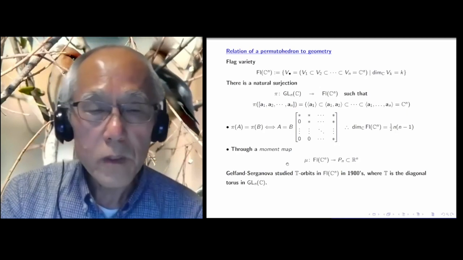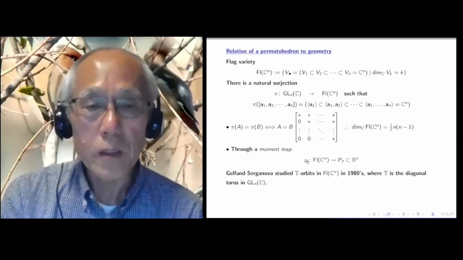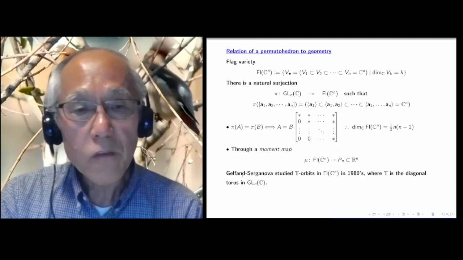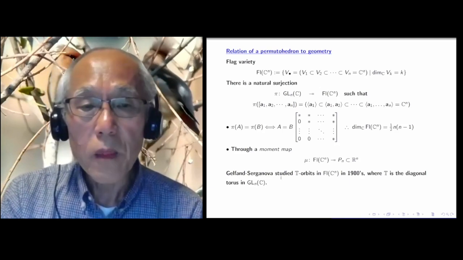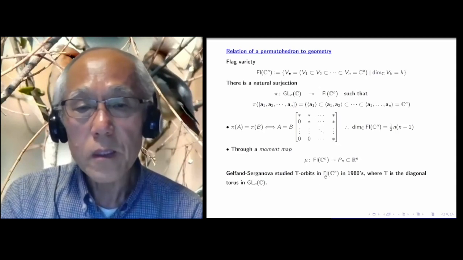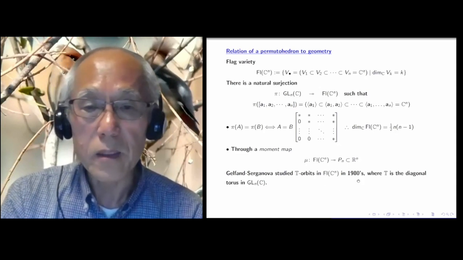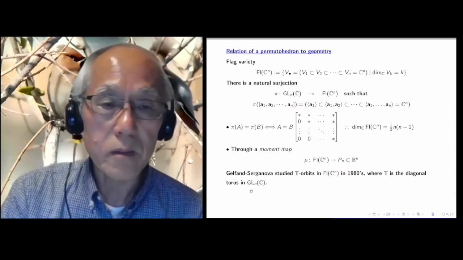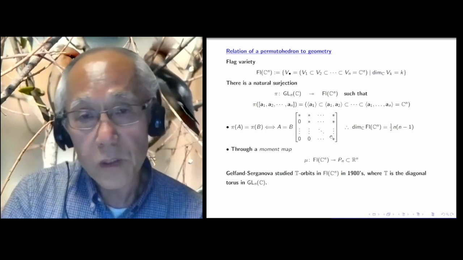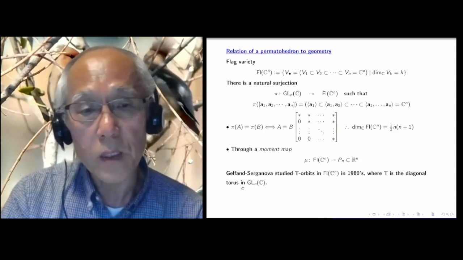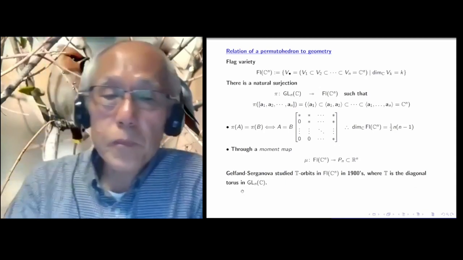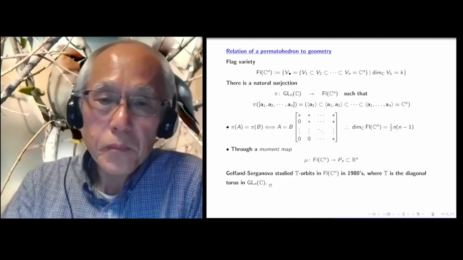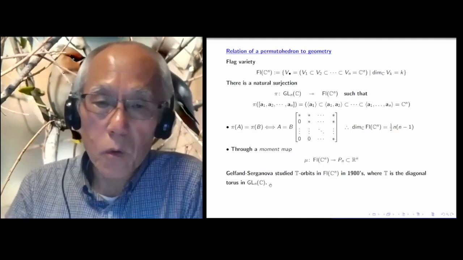I'm not going to give the definition of moment map, but anyway, there is such a map. And Gelfand, Serganova studied T orbits in this flag variety in the 1980s, where T is the diagonal torus in the general linear group. I mean diagonal matrices. This T is the diagonal matrices, so that T is the C star torus. C star means C minus origin.